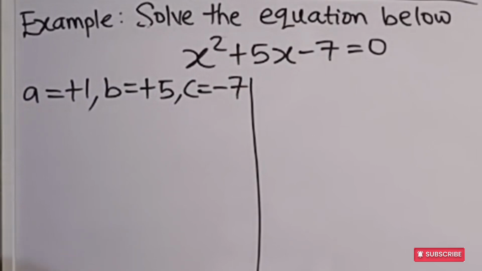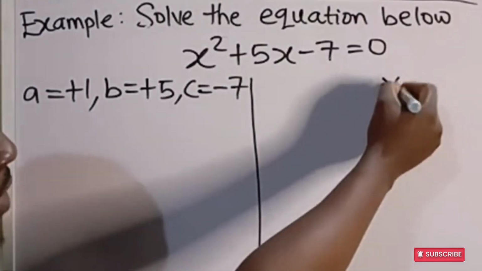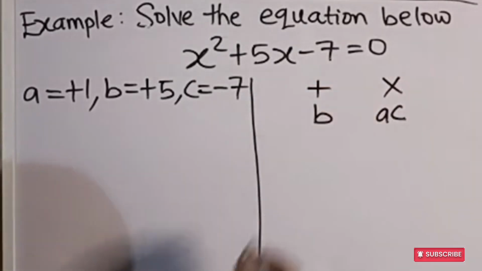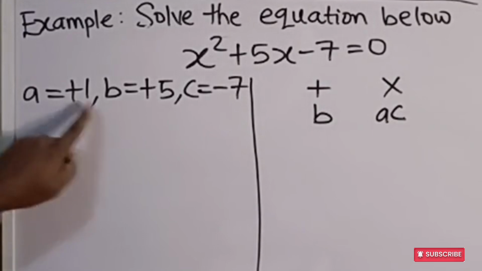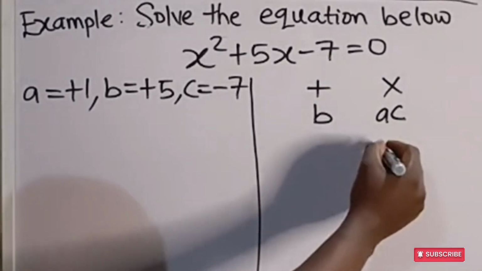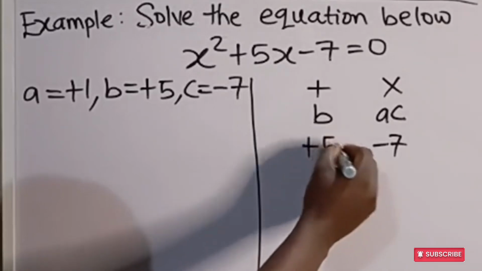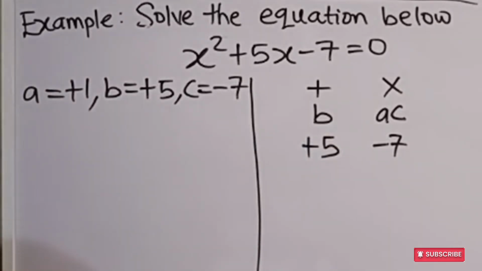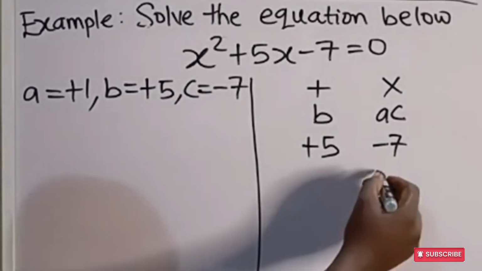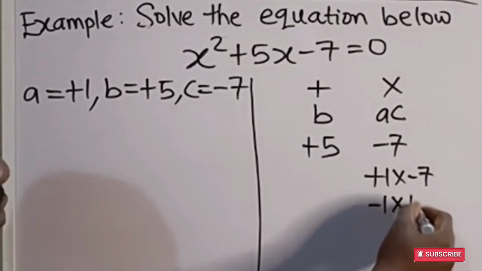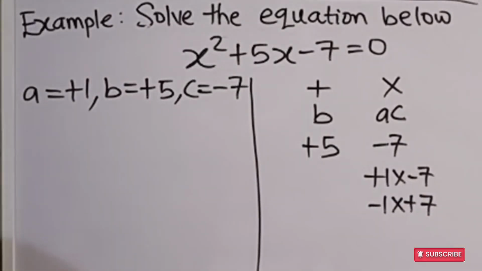The next thing we're going to do is look for numbers that will multiply themselves to give us AC and add to give us B. What is AC? AC is plus 1 multiplied by minus 7. That will give us minus 7. And B is plus 5. Okay. So now let's look for the numbers that will multiply themselves to give us minus 7. We have plus 1 times minus 7, minus 1 times plus 7. So these two pairs will multiply to give us minus 7.